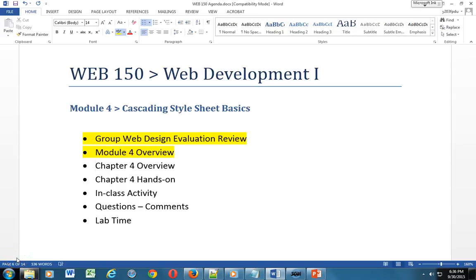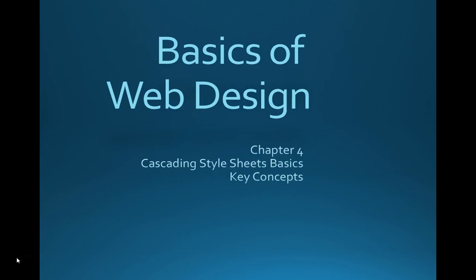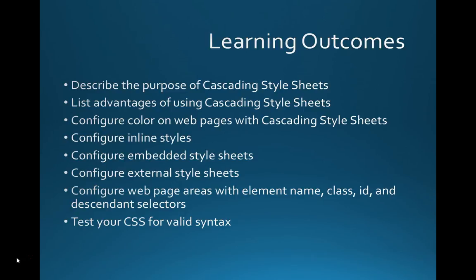All right, let's take a look now at Chapter 4 Overview. So a few slides to discuss the chapter and get us familiar with what we're doing in this chapter. All right, Cascading Style Sheet Basics is the title of this chapter, and we're going to be taking a look at a few items. One, of course, the purpose of CSS, or Cascading Style Sheets, the advantages of using CSS in lieu of inline styling.